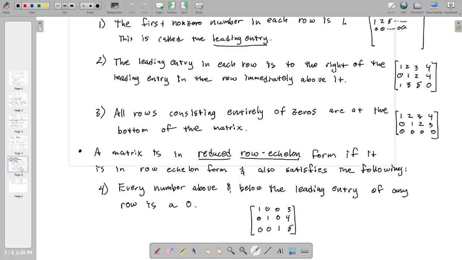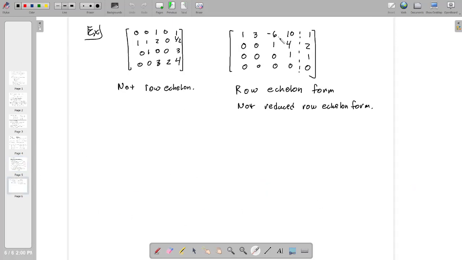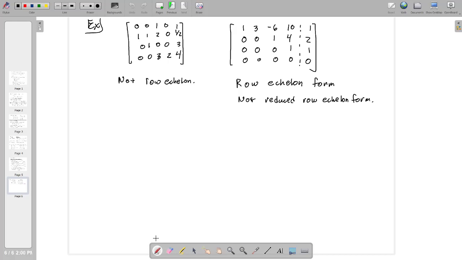But remember, it's not in reduced row echelon form because not every number above and below each leading entry is a 0. So here, we have a negative 6 above this one, and here we have a 4 and a 10 that is above this one. Since they're not zeros, this is not reduced row echelon form. This is just row echelon form. Now, reduced row echelon form is actually the nicest type of simplification that we can get.